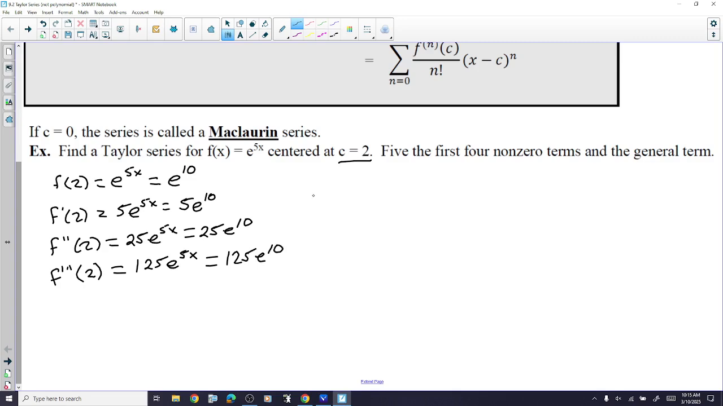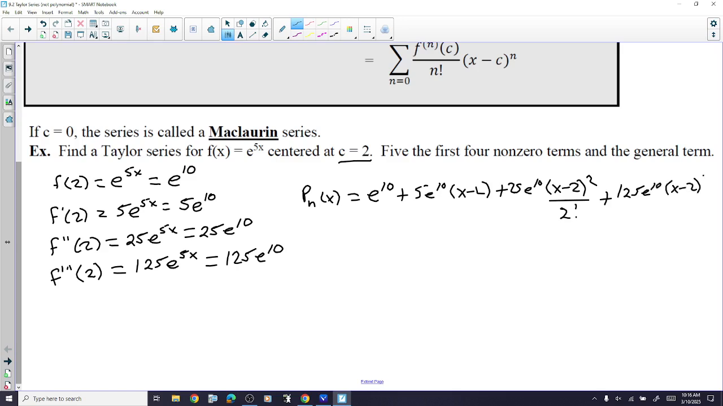Let's go. P sub n of x is equal to, find the first 4 non-zero. We got e to the 10th, 5e to the 10th times x minus 2, 25e to the 10th, x minus 2 squared over 2 factorial, and then plus 125e to the 10th, x minus 2 to the 3rd over 3 factorial.